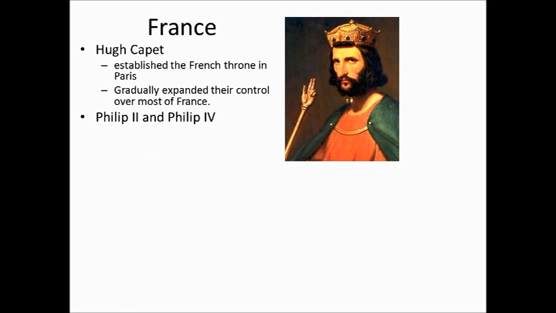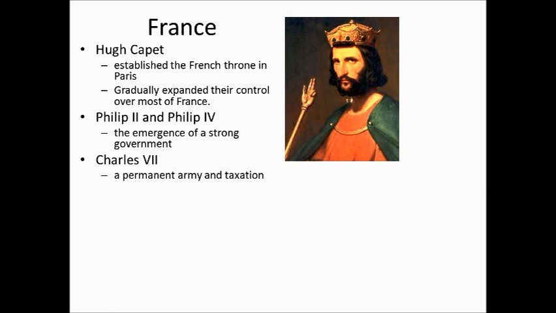Now, that power of the French monarch is going to be further increased by Philip II and Philip IV. And they will not only emerge as a strong government, but they'll be strong allies of the church, and at times actually stand up to the church. And when I'm talking about the church here, I'm referring to the Catholic Church.